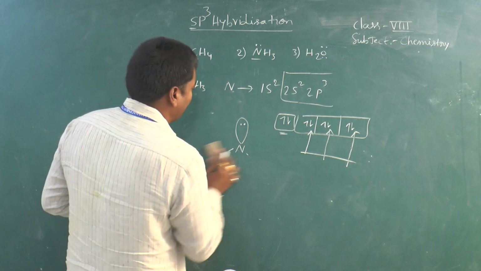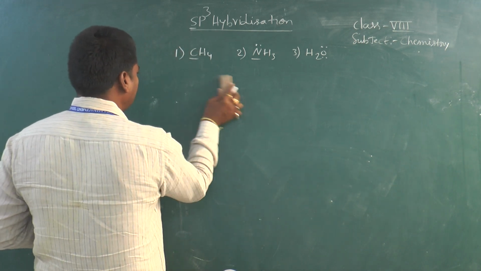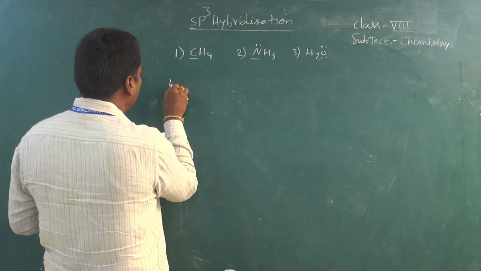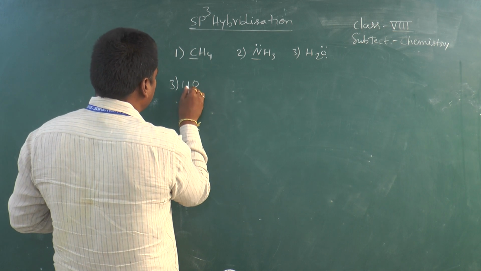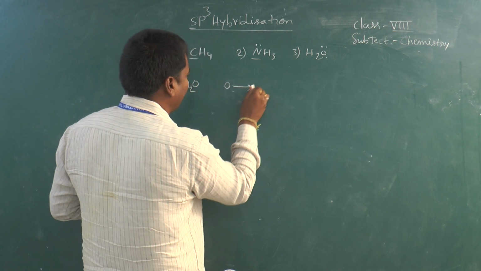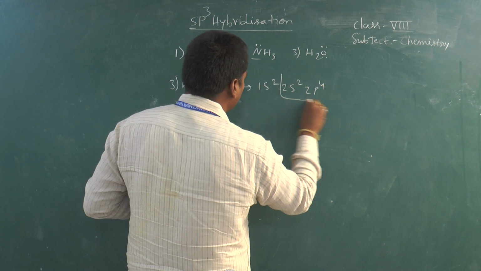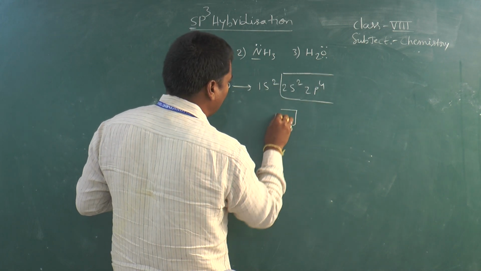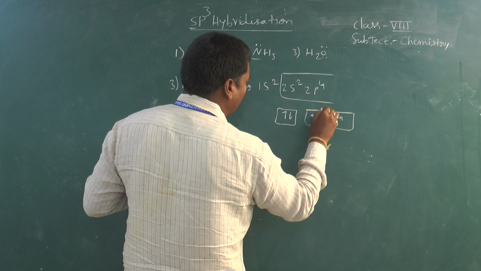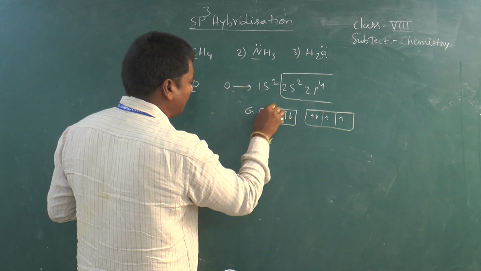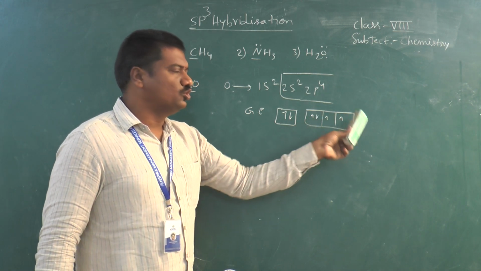Now come to one more example, that is the water molecule. In this water molecule the central atom is the oxygen atom, and the oxygen electronic configuration is 1s2, 2s2, 2p4, with the outermost configuration 2s2, 2p4, where 2p4 means 1, 2, 3, 4 electrons. This is the ground state electronic configuration. Here the oxygen atom has 2 lone pairs and 2 bond pairs.